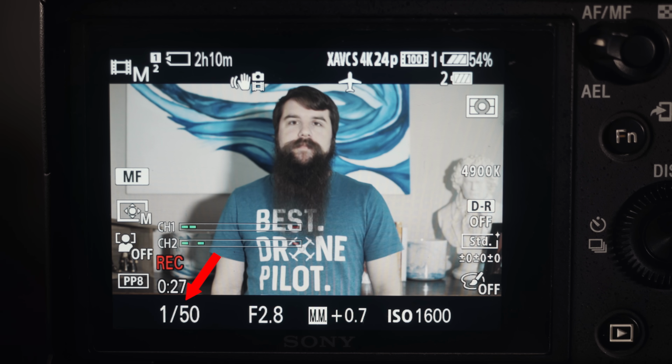Keeping all that in mind, the general guideline that most filmmakers follow is to keep their shutter speed at double their frame rate, which results in a nice mix of motion blur and sharpness. So if you are shooting at 24 frames per second, then I recommend setting your shutter speed to 1/50th of a second.